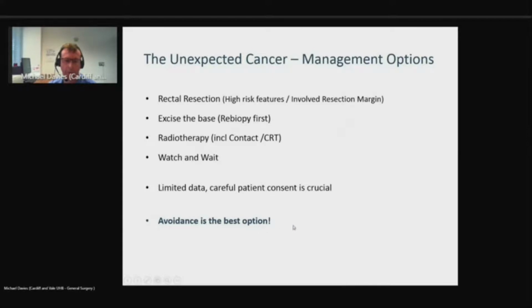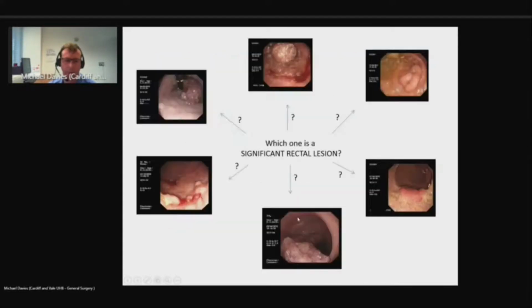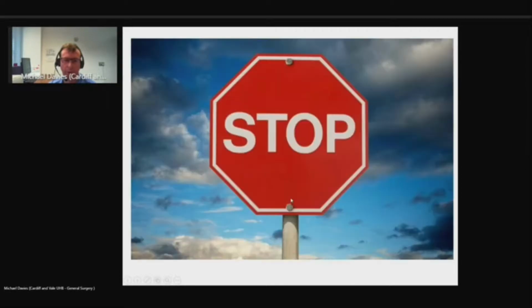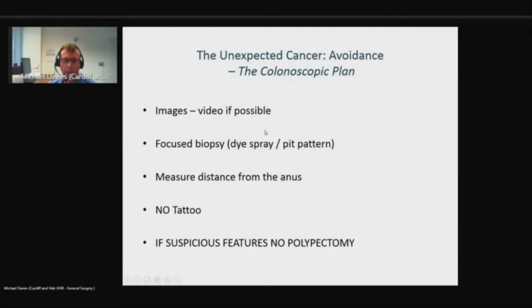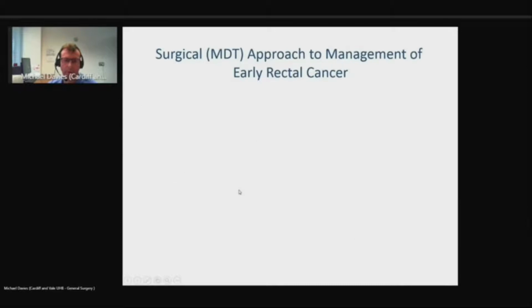But as with all of these things, avoidance is the best option. So when faced by this, I just plea that you stop and think, and just think of a colonoscopic plan. If you're uncertain, if there are any high risk features, don't remove the polyp, just measure it, take some pictures, video if possible, biopsy it, and then live to fight another day, and then consider it in the MDT.